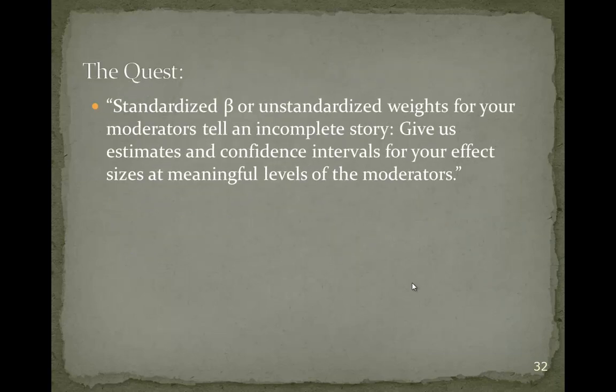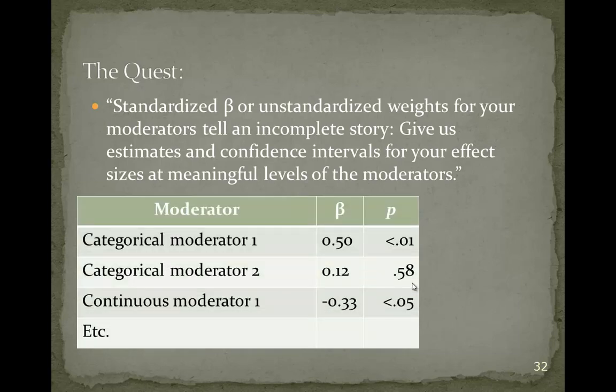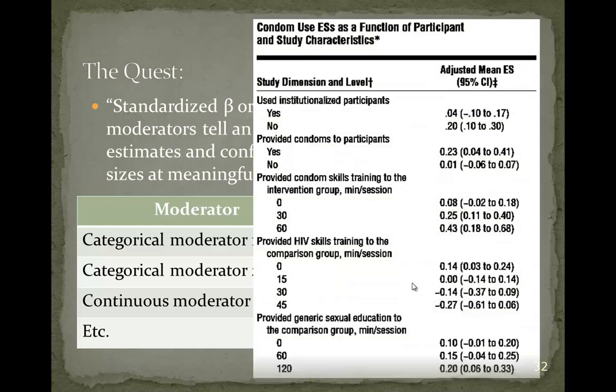So that's my quest. I had to produce these estimates and confidence intervals for meaningful levels of the moderators. I essentially wanted to take this format, which I thought was sufficient, but it wasn't, and I agree with the reviewer, and turn it into something like this, where I've got meaningful levels of the moderators in question. This is the actual example that sent me running looking for guidance. This kind of table gives you a sense of what the intervention's main features and participant features were, at least the things that were related to effect size.